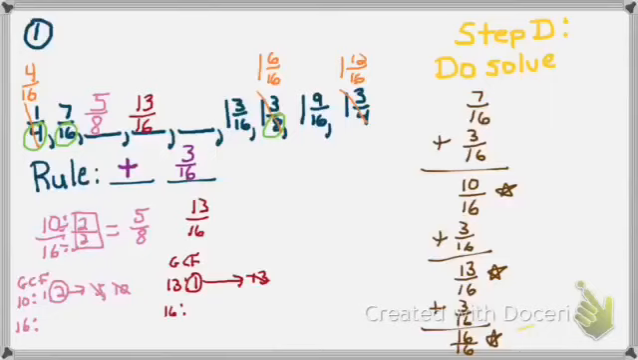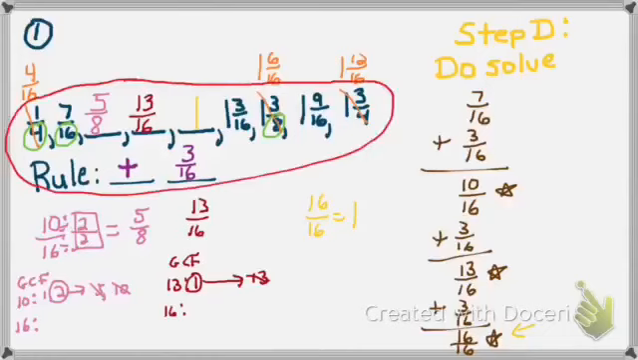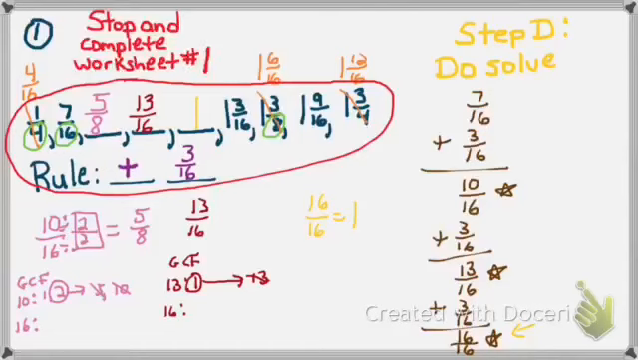I'll look at my last star, which is 16/16. I'll write that down. Oh, 16/16. I know any number over itself equals 1, so 16/16 equals 1. And that's my fully simplified answer. So now I have all of the numbers that are fully simplified. My original problem asked me to find the rule and find the unknown numbers in the sequence. I've done that, so this is my final answer. Please stop the video and complete worksheet number 1 right now.